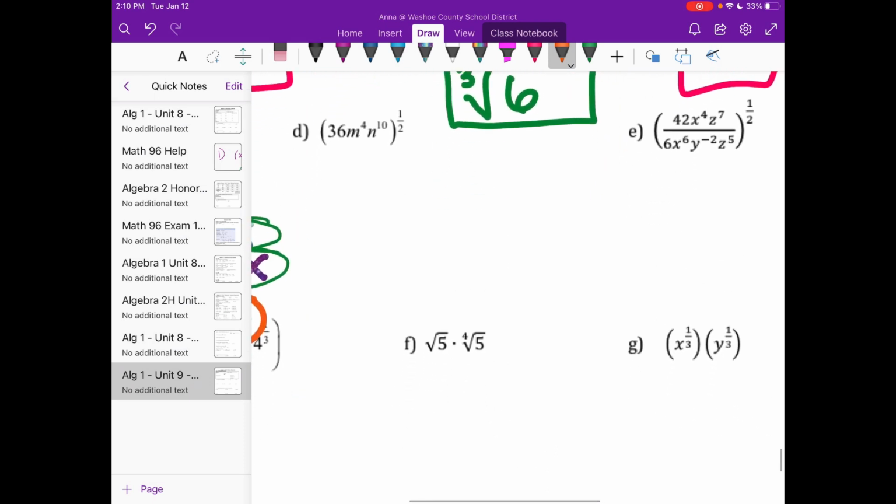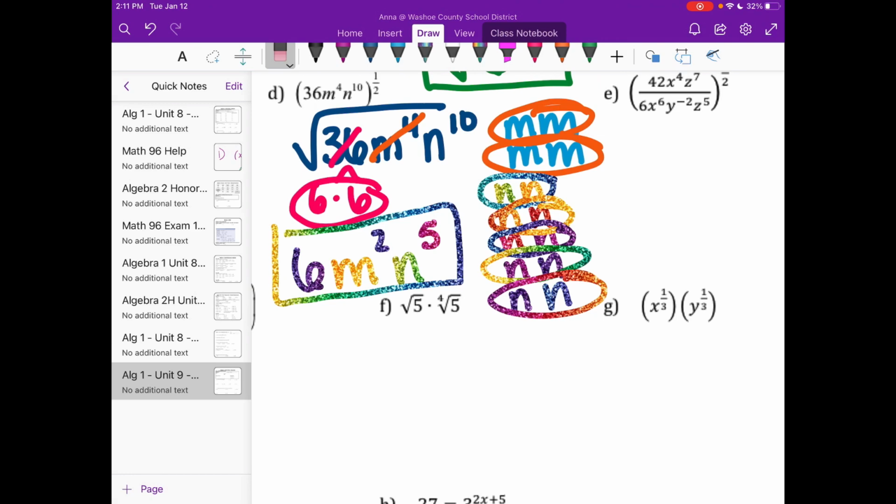Why don't you give it a try on D? Okay. Pause your video and do letter D now. All right. There's my work on letter D. Everything should have had a big jailbreak.